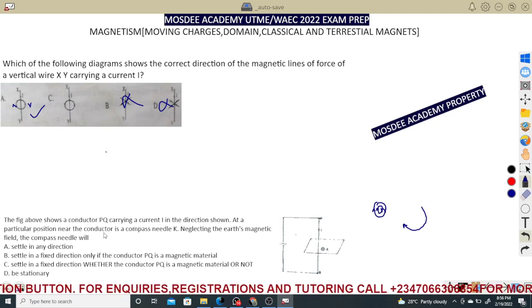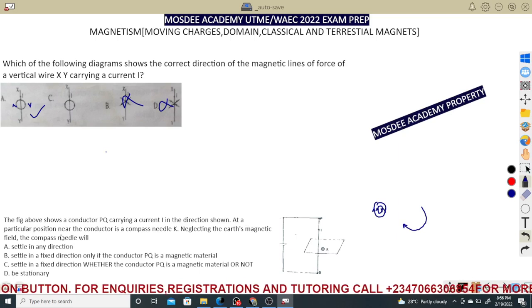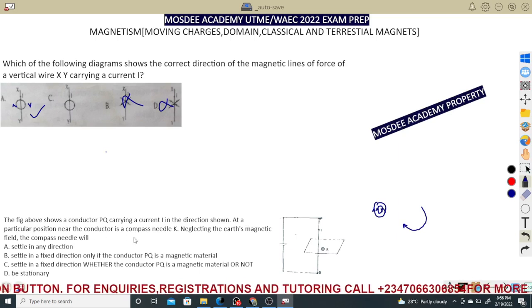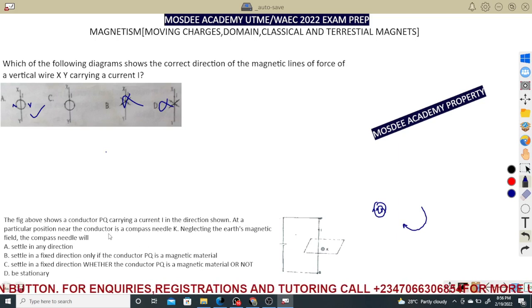So now, the question is at a particular position near the conductor. I have spent more than the 47-minute limit. I have used 1 hour plus, so I have to rush, guys.